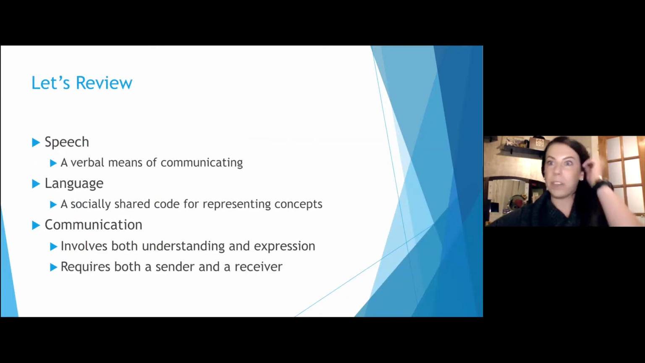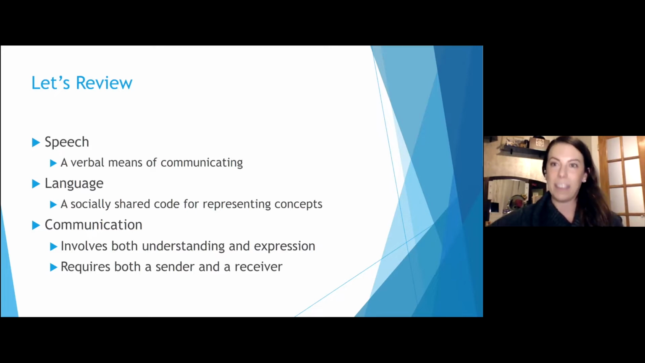So we're going to review a little bit, because I want you to be empowered when we're going through this and to know the difference between these different areas. When we talk about speech, we're actually talking about a verbal means of communicating. We are talking about the air going from your lungs, through your vocal folds, coming out of your mouth and being shaped by your tongue, your lips, your teeth, in being able to produce the speech that we're creating.